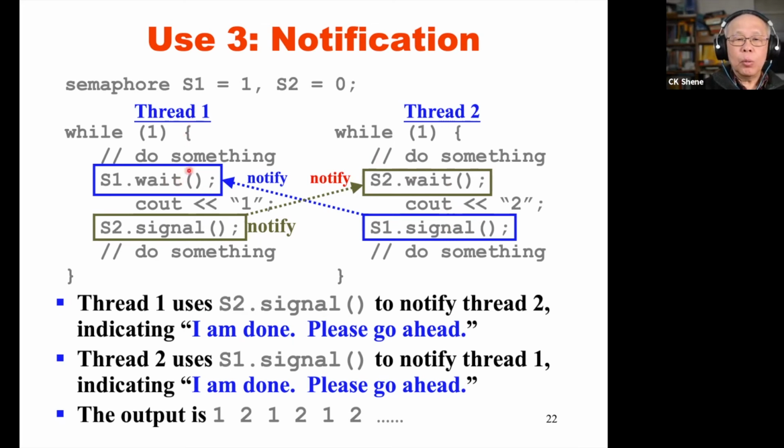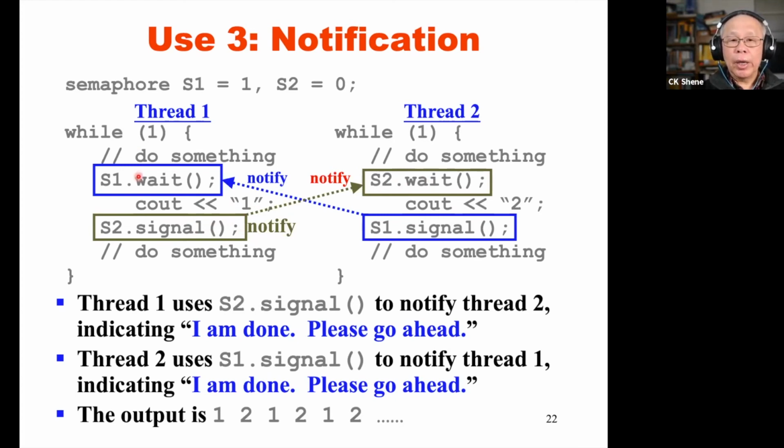So thread 1, in daily language, means I wait for the chance to print. After I finish printing, I tell thread 2, who is waiting there in order to print 2. So this notification from thread 1 to thread 2 simply tells thread 2 that, oh, I have done my printing of 1. Please continue to print 2. Meanwhile, thread 1 may come back and wait on S1 again.